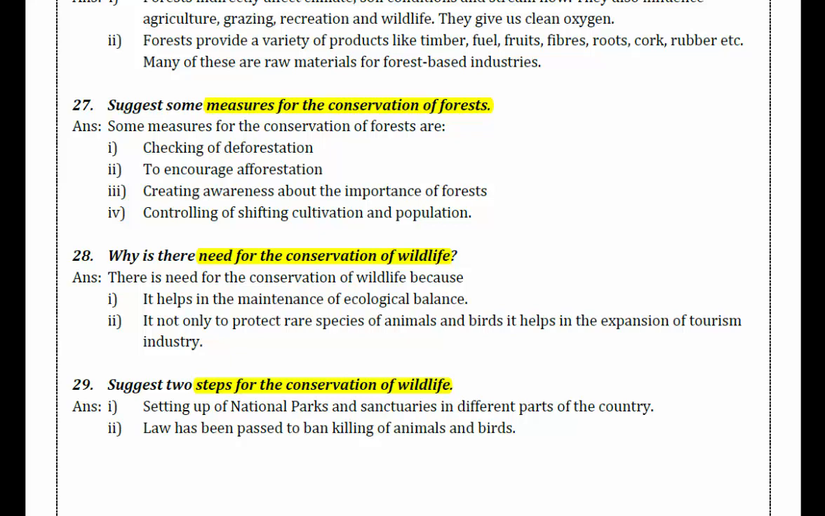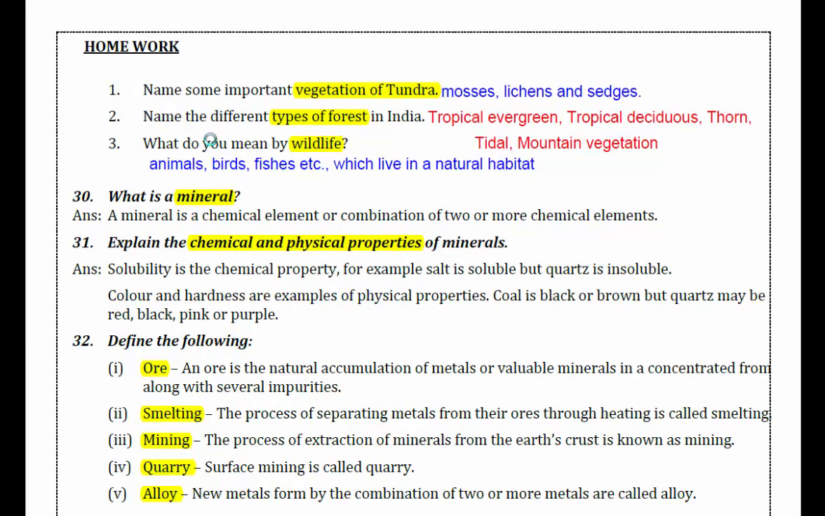Let's go to the next one. Homework. Some important vegetations of tundra. It includes mosses, lichens and sedges. Different types of forests in India: tropical evergreen forests, tropical deciduous forests, thorn forests, tidal forests, and mountain forest, I mean mountain vegetation. What do you mean by wildlife? Animals, birds, fishes, etc., which live in a natural habitat are called wildlife.